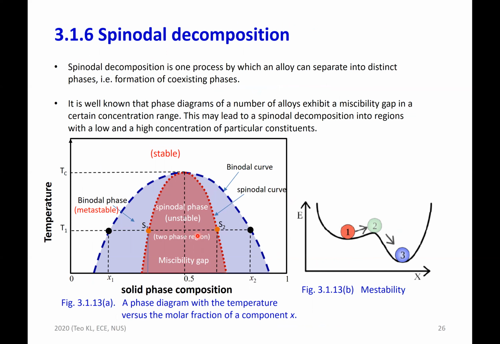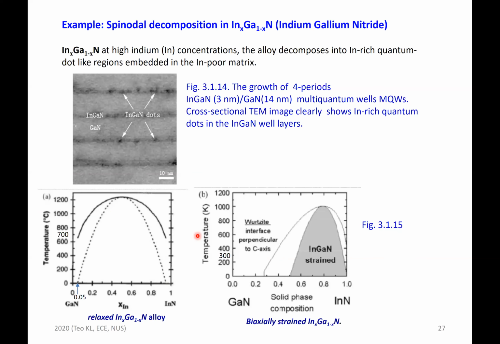phase diagram, this is the binodal curve, the black solid line. This is the spinodal curve. So inside here is the unstable phase, or the spinodal phase. Down here is the metastable phase, and down here is a stable phase.